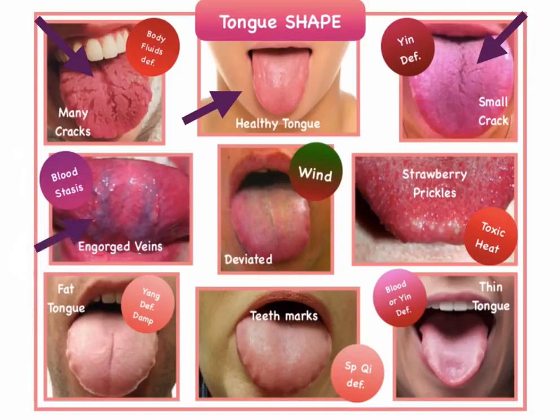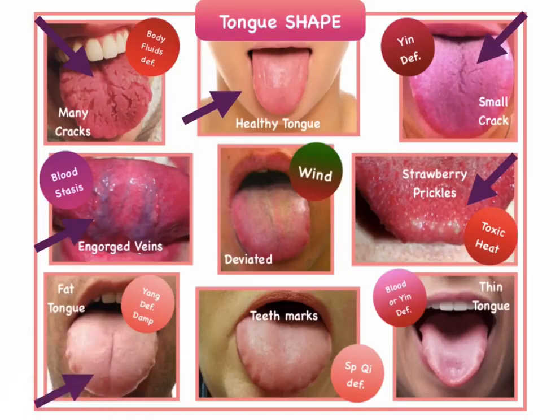Looking underneath the tongue. So on the left here, we have engorged veins. Those are the two veins underneath the tongue. And we actually have two acupuncture points there, right? We can bleed those veins. If they are very engorged, that's a blood stasis. If you can't see them at all, that's a blood deficiency. If you can see just normally a little bit, then that's fine. Strawberry prickles. You can see on this tongue, it almost looks like a strawberry, right? Strawberry prickles indicate toxic heat. So kind of raised on the tongue, right?